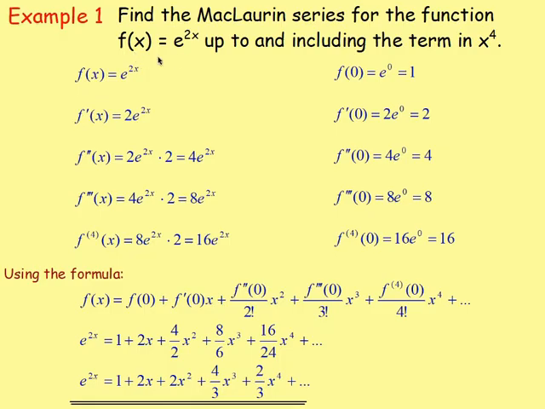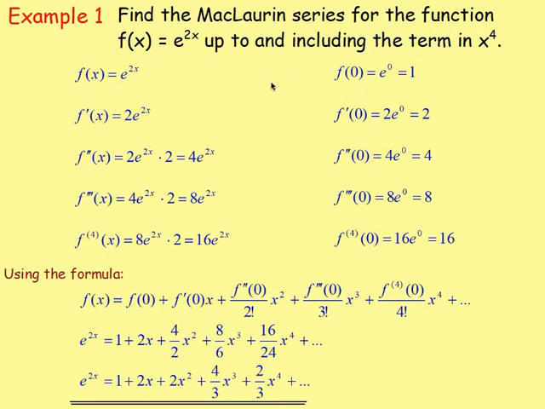With this one here, we had f of x equals e to the power of 2x. We want to go up to and including the term in x to the power of 4. Because you've got an x to the power of 4, we can see that it's the fourth derivative. So you start off with e to the power of 2x, differentiate that, differentiate it again and again and again, so you get the fourth derivative.